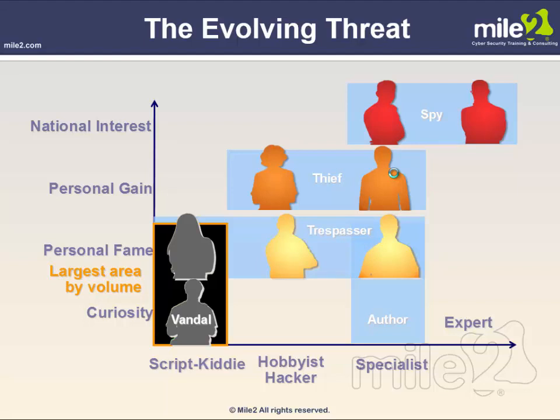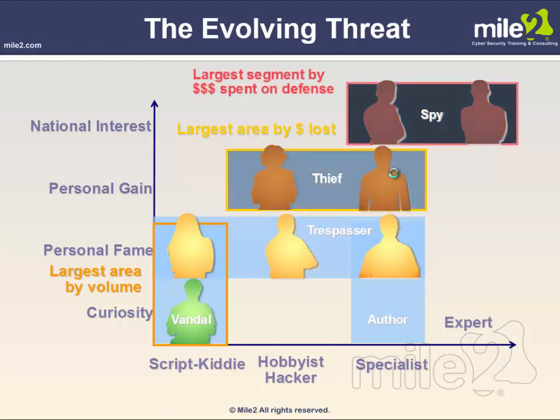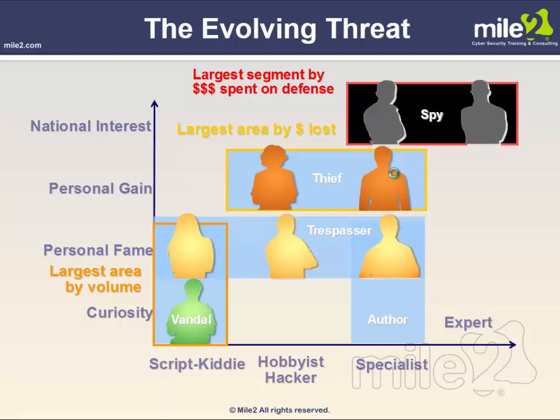All right, so anyways, when we're talking about the evolving threat, there's different types of folks out there. Now we have, of course, the script kiddie we start out with, which basically does it for curiosity, personal fame, and so forth. The next up is going to be the thieves. These are going to be your hobbyist hackers and so forth. They generally would do it for personal gain a lot of times, maybe for the money and so forth. However, when it comes down to it, the spies are going to have the largest segment by dollars spent on defense, and they might have national interest in mind and so forth, right? So we have lots of different types of threats out there.